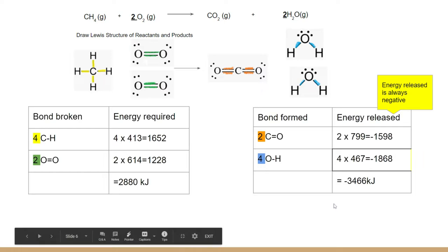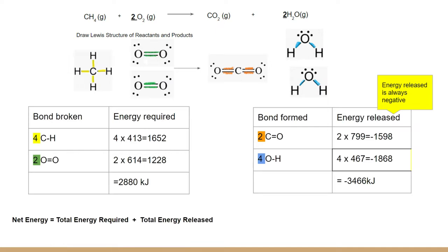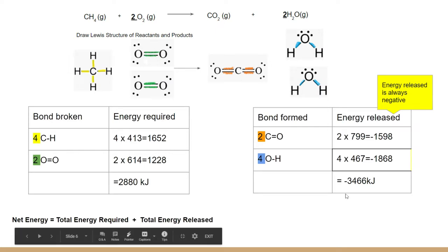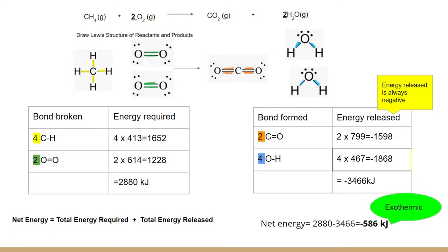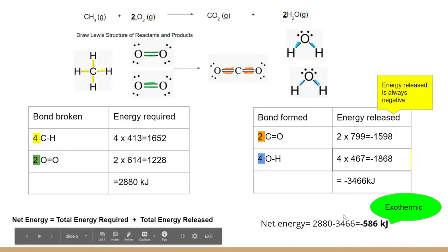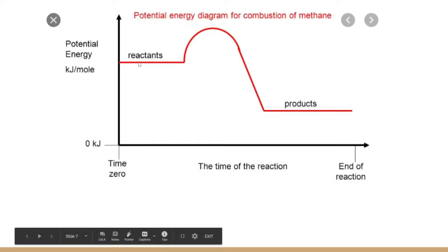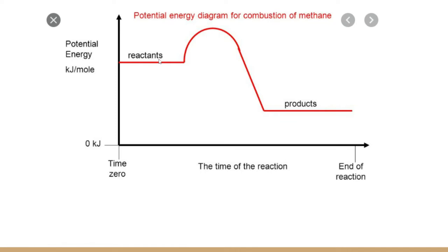So how do I calculate the net energy? I do total energy required plus released. But since this is negative, you're always subtracting it. So it'll be reactants minus the products. If your final answer is negative, it's an exothermic reaction. If it's a positive value, it's an endothermic reaction. The graph, just like last week: reactants begin at a higher value, activation energy goes down, releases energy, and those are your products. This is your heat of reaction, the difference between your products and reactants.